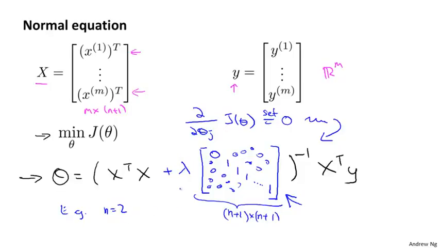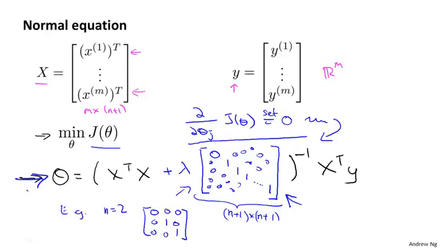So if n equals 2, then that matrix becomes something that looks like this: 0, and then 1s on the diagonal, and 0s on the rest of the off-diagonals. Once again, I'm not going to show this derivation, which is frankly somewhat long and involved, but it's possible to prove that if you are using the new definition of J of theta with the regularization objective, then this new formula for theta is the one that would give you the global minimum of J of theta.